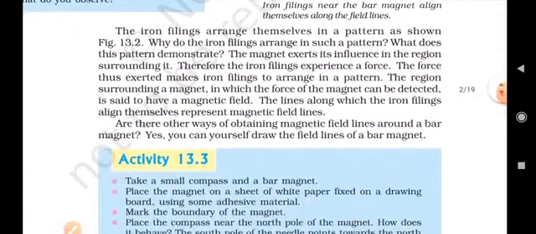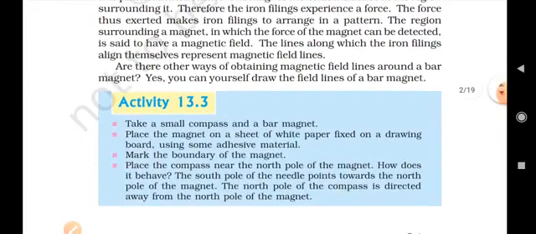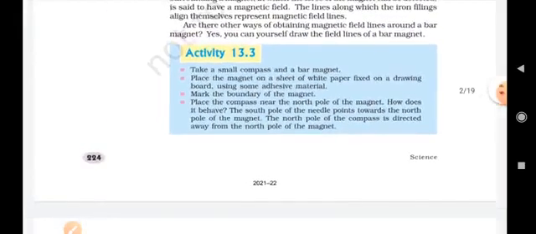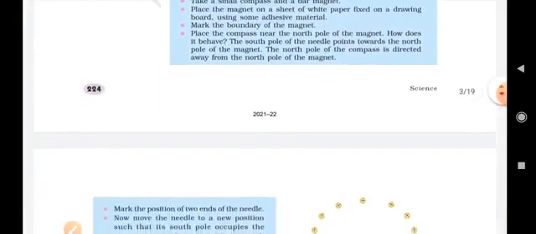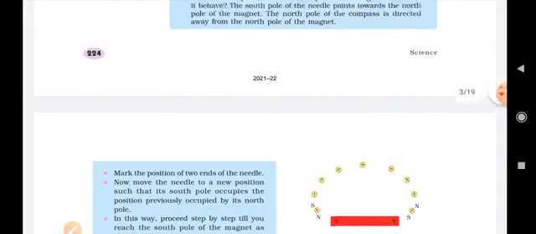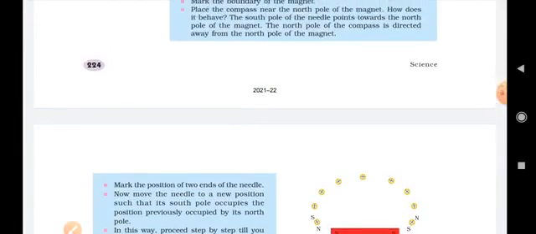Now, we can understand it with the help of a magnetic compass also, students. In this case, again we take a white paper, we fix a magnet on the white sheet, and we also draw a boundary of the magnet. Now what we will do is place a magnetic compass near the north pole of the magnet. So see here, if it is the north pole, we keep the magnetic compass near the north pole, and let us see what kind of direction it will show.